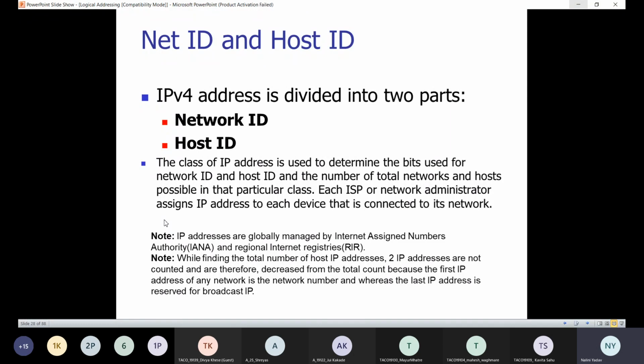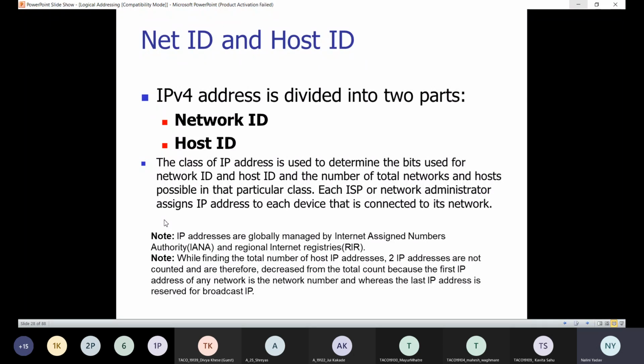Correct. So the class of an IP address is used to determine the bits used for the network ID and host ID, and the total number of networks and hosts possible in that particular class. Understood? So what it means is I have a complete network. Take an example, say you want to start up a new institute or new organization. A complete organization is going to have its own network. So there will be one particular network mask for that organization.